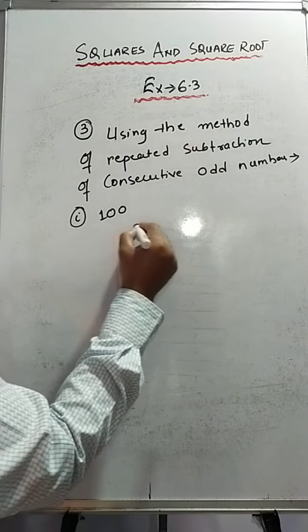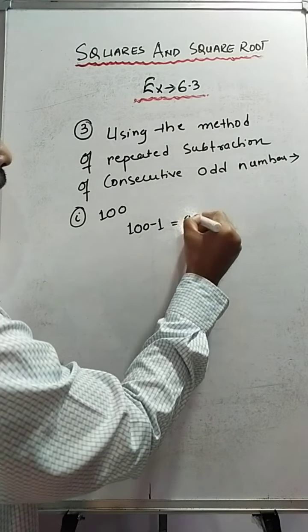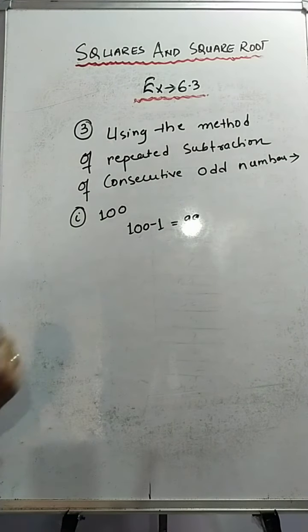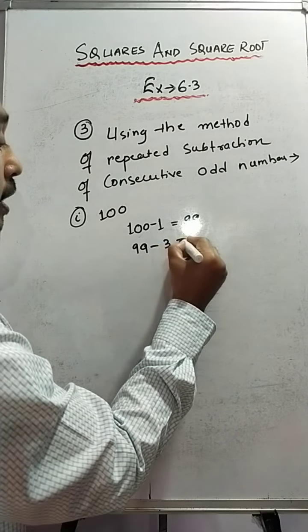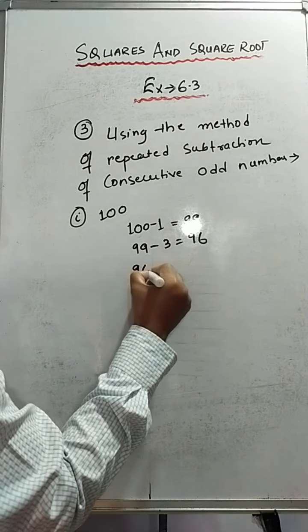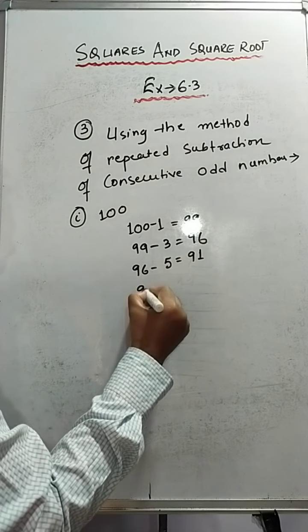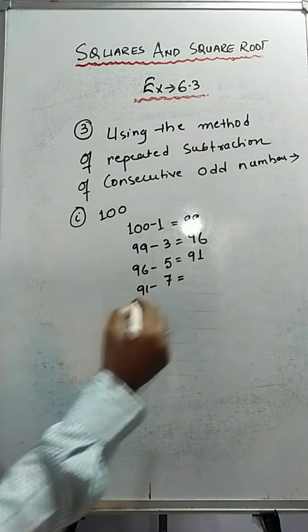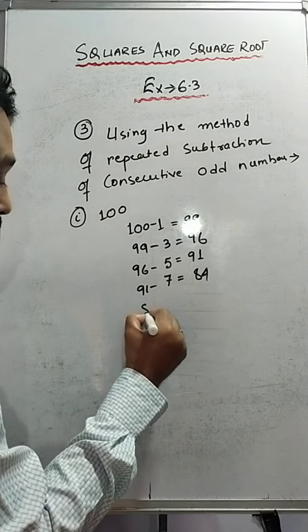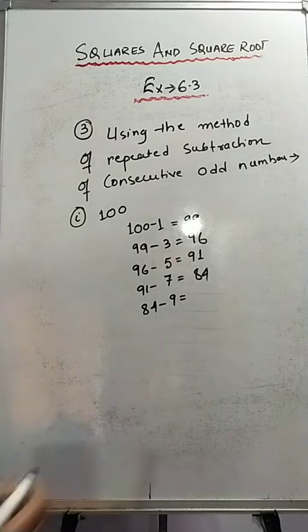Okay, so let's begin. That is 100. The first odd number is what? 1. So the answer would be 99, isn't it? Now 99 would be subtracted from what? What is the next odd number? 3. That is 96. 96 with the next odd number, that would be 5. That would be 91. 91 minus the next odd number, 7, this will be 84. Now 84 minus the next odd number, 9, would be 75.